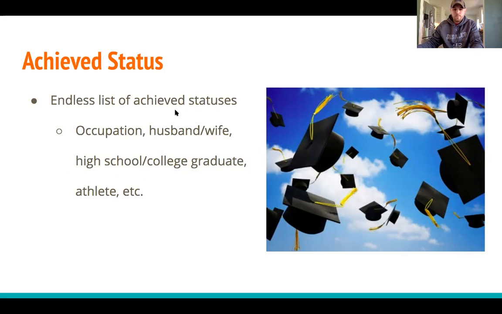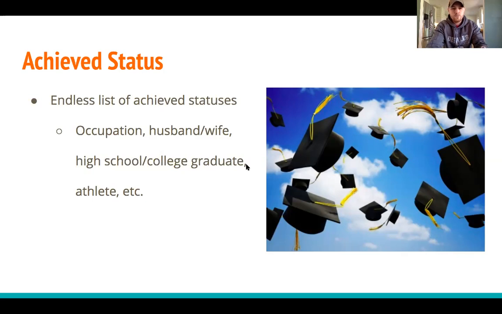But like I had alluded to before, some of them can be good and some of them can be negative. You can earn the status of high school graduate. You can also earn the status of high school dropout. You can earn the status of National Honor Society, but you can also earn the status of being expelled or going to jail even, okay? So we have to understand that it can be both positive and negative, okay? And so that's just a very brief introduction to status.